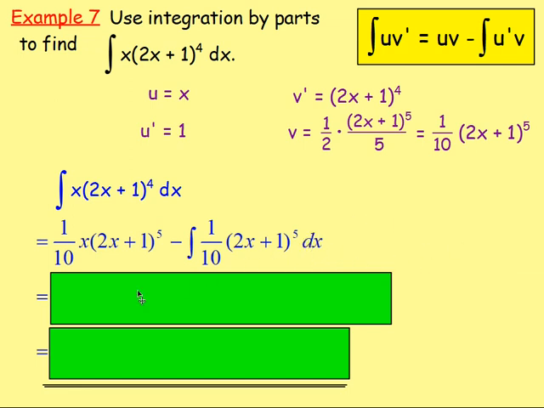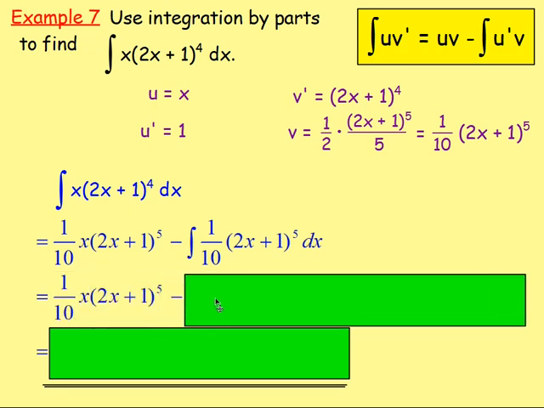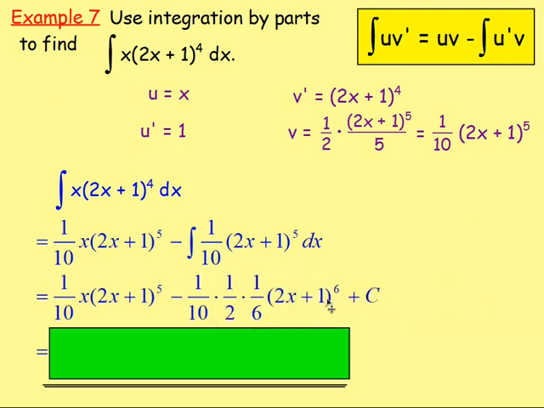To integrate that, well, the first part is just staying as it is, it's not changing. Then you've got take away 1/10, which will stay as 1/10. 2x plus 1 to the power of 5, if you integrate that, it goes to 2x plus 1 to the power of 6. But you would then divide by 6. And also, when you do this, you've got the divide by 6, so 2x plus 1 to the power of 6, divide by 6.